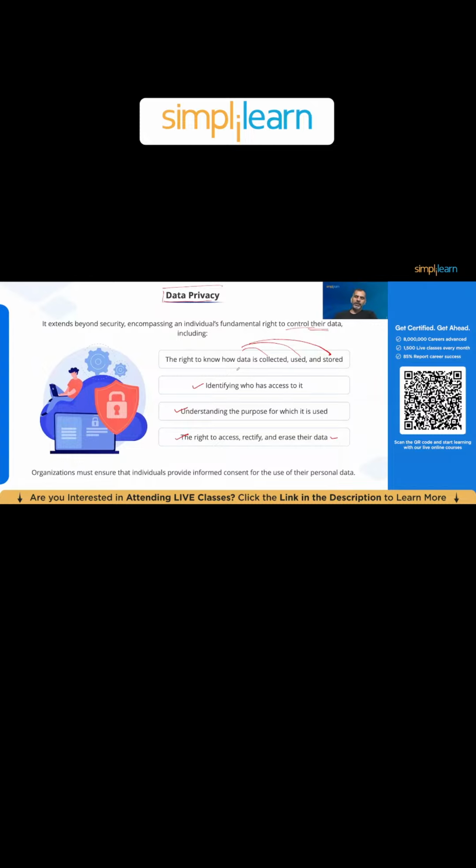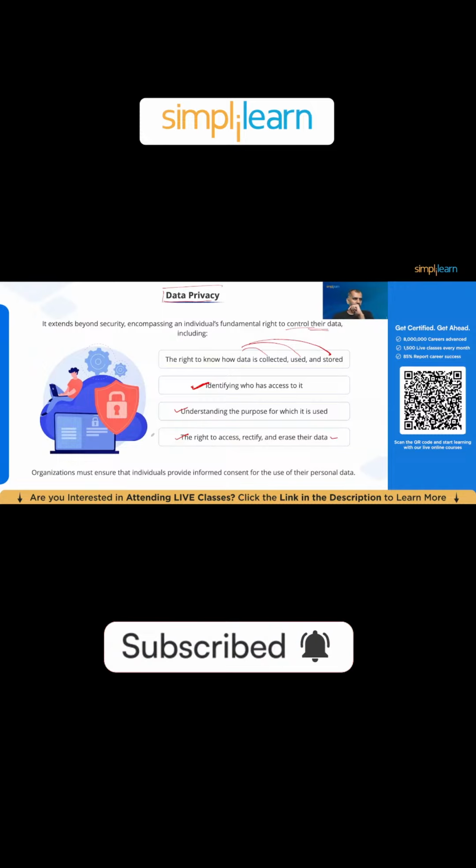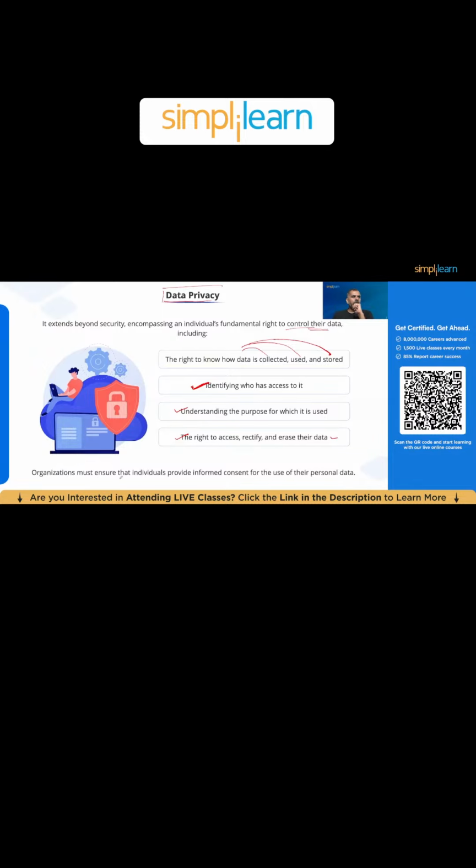Right to know how the data is collected, how it is used, how it is stored; right to identify who is going to access the data; a right to understand the purpose for which the data is used; and right to access, rectify, erase, and modify their data. An organization needs to ensure that individuals provide informed consent to the use of their personal data. This is something you need to have built in, guys.